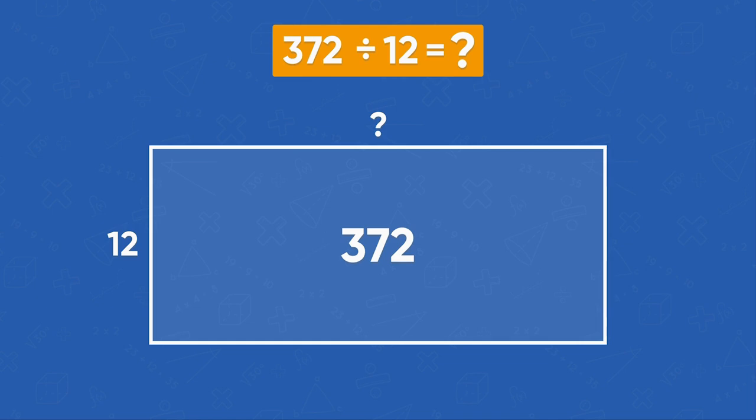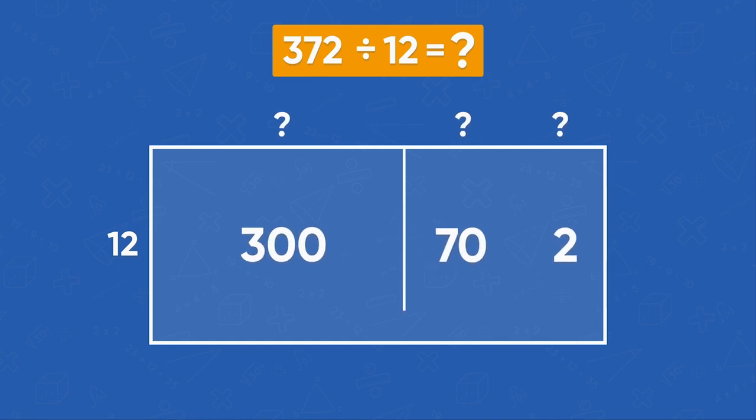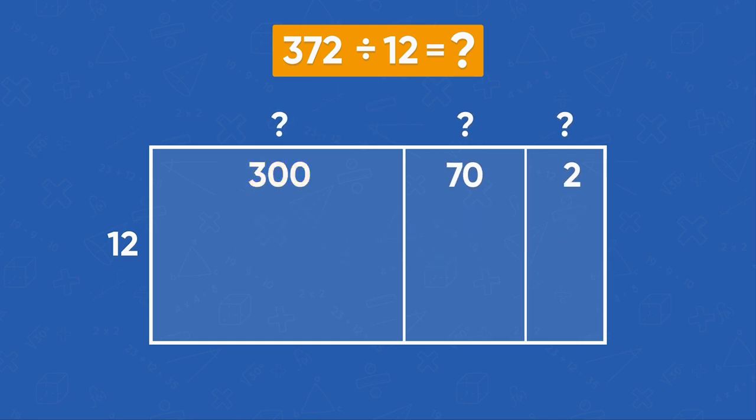Next, we split up 372 by place value. That would be 300, 70, and 2. Now, let's solve one section at a time. 12 times what number is 300 or less? Oh, I know that 12 times 20 equals 240, so let's write the 20 on top of the box.